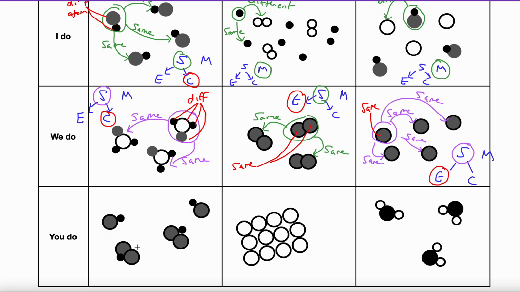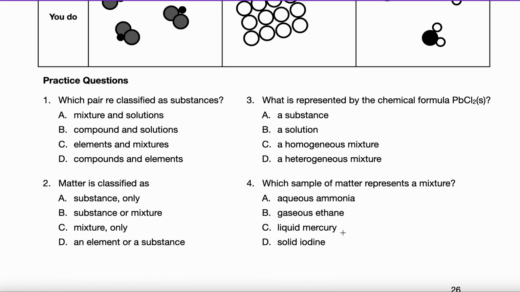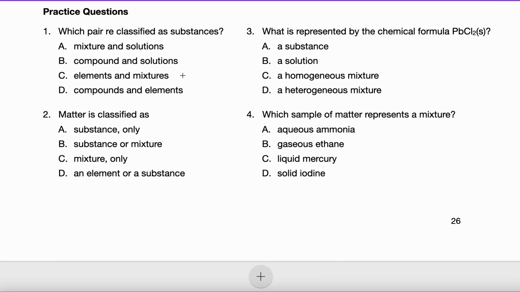Your job is to complete the 3 you do's down below, using the same method that I showed in the I do and we do, and then also answer the 4 multiple choice questions at the bottom of the page. Check your multiple choice answers with the teacher.